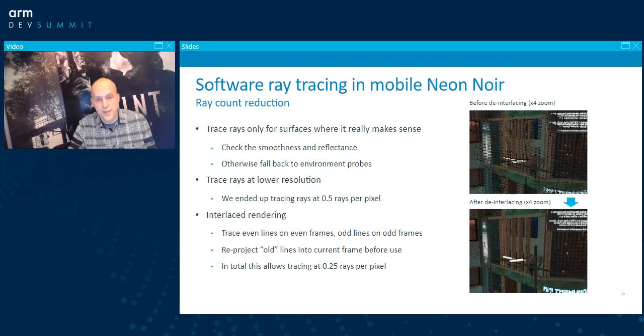Next, we tried interlaced tracing. Same as in old analog television, we compute odd lines on odd frames and even lines on even frames. This reduces the number of rays twice, but brings interlacing artifacts. In order to compensate for it, we perform deinterlacing steps during our denoise stage.